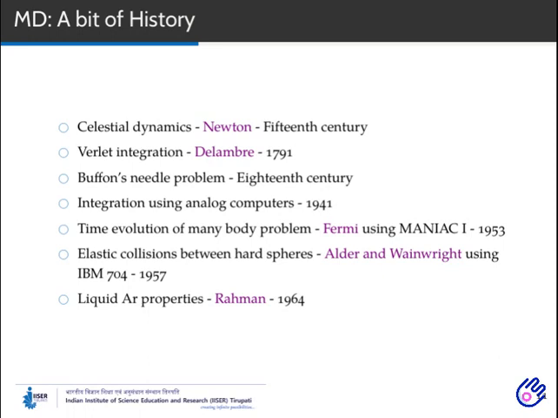With the introduction of digital computers, the field starts to grow fast, and the evolution of the many body problem was done by Fermi in 1953 using a MANIAC 1 model computer. In 1957, Alder and Wainwright solved the elastic collisions between hard spheres using an IBM 704 machine. Even with a lighter imagination, one could extend these works to atoms and molecules.